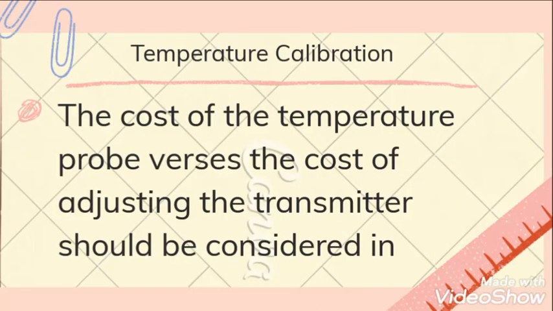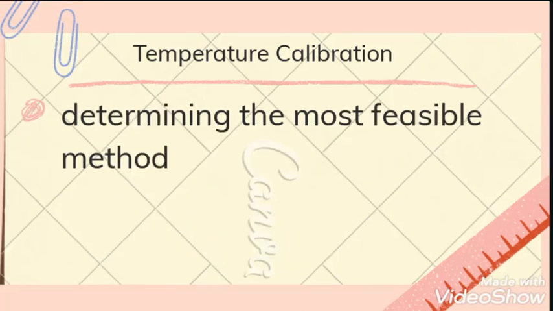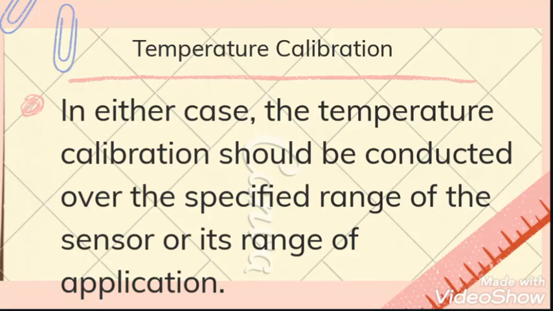The cost of the temperature probe versus the cost of adjusting the transmitter should be considered. So we will consider whether it is better for us to replace the probe or to calibrate the transmitter, and then we will check which method is feasible. According to that, either we will replace the sensor or we will adjust the temperature transmitter, which is called the temperature transmitter calibration.